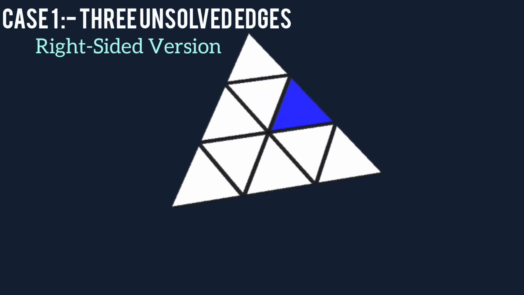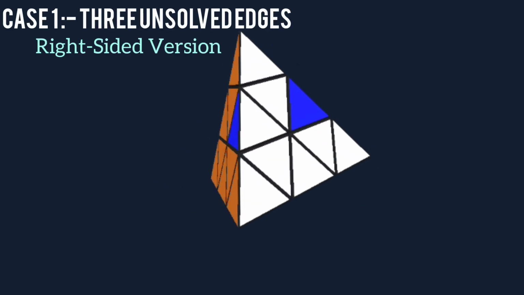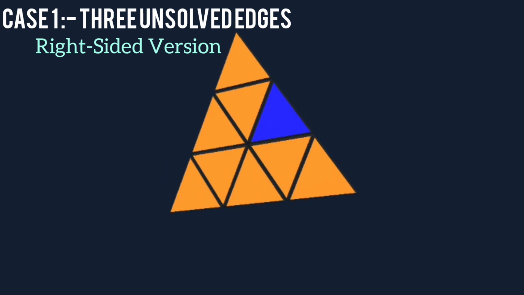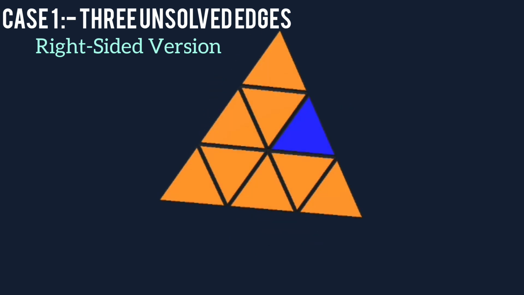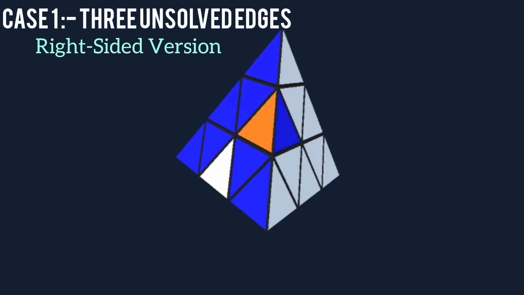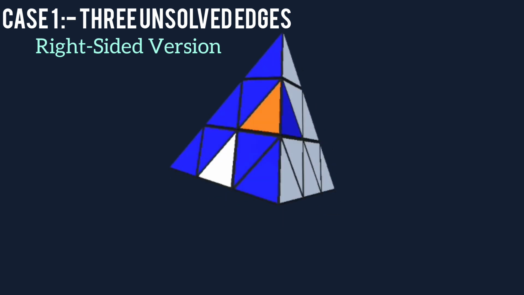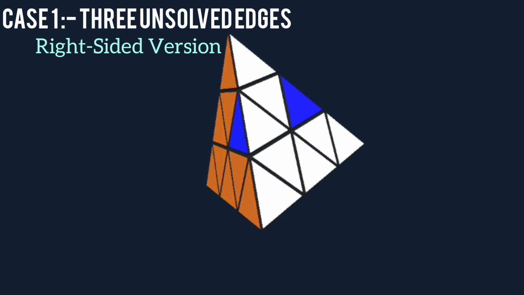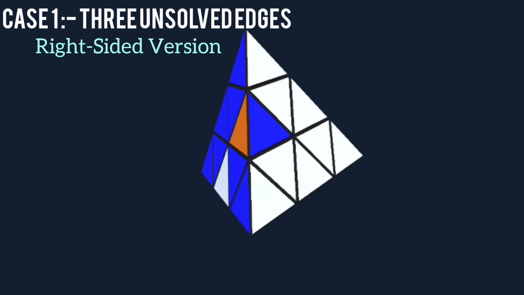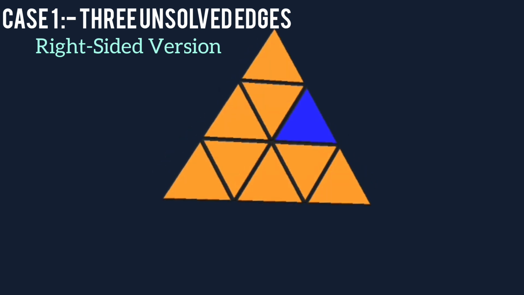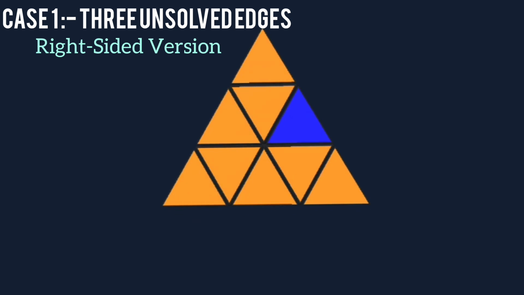So guys, this is the first case in which we have to solve the right side. This is the right sided version in the first case. I have this unsolved edge which is not already solved in any case. Here I have one solved, here I have one solved. So we have to keep this unsolved edge behind here, and here I got this unsolved edge on the right side.